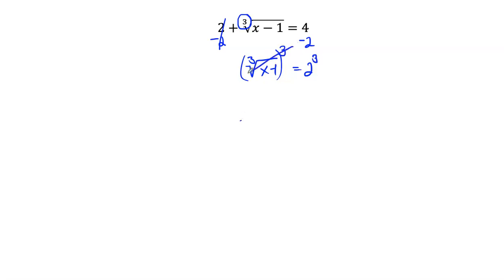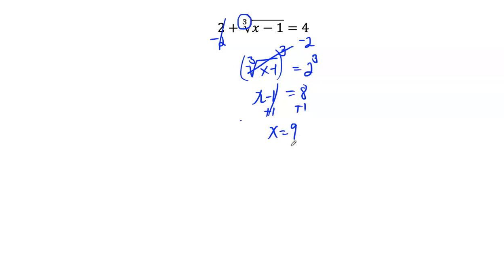A 3rd power cancels a cube root, and I'm left with x minus 1. And here 2 to the 3rd, which is 2 times 2 times 2, is 8. And I'm finished solving for x. It's a minus 1, so I'd add 1 to both sides, and I get x equals 9.